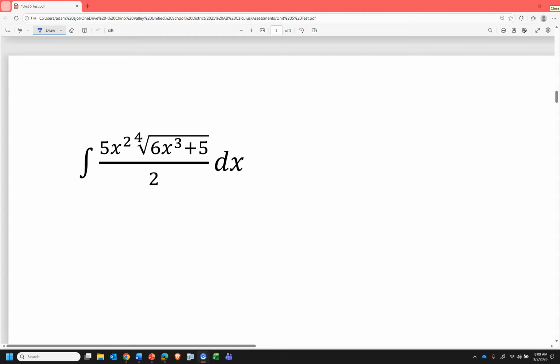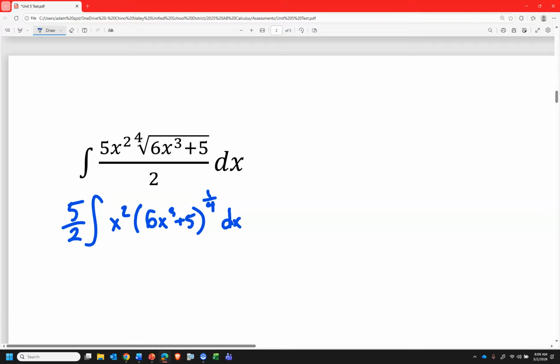On to page 2 of this test. Just some more antiderivatives, and this one shouldn't be that hard, but it does look super complicated. I see the 6x cubed plus 5 as an input, and I'm thinking u substitution. The first thing I want to do to make my life a little easier is rewrite this with the 5 over 2 out of the way. 6x cubed plus 5 gets a new exponent of 1/4.